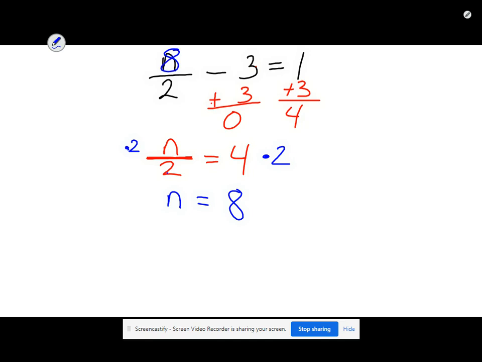So 8 divided by 2 is a 4, minus 3 equals 1. So if I plug in what I think my answer is, and I actually put it into my problem, it should equal the right thing. So to check your work, you're just going to be putting your numbers in.